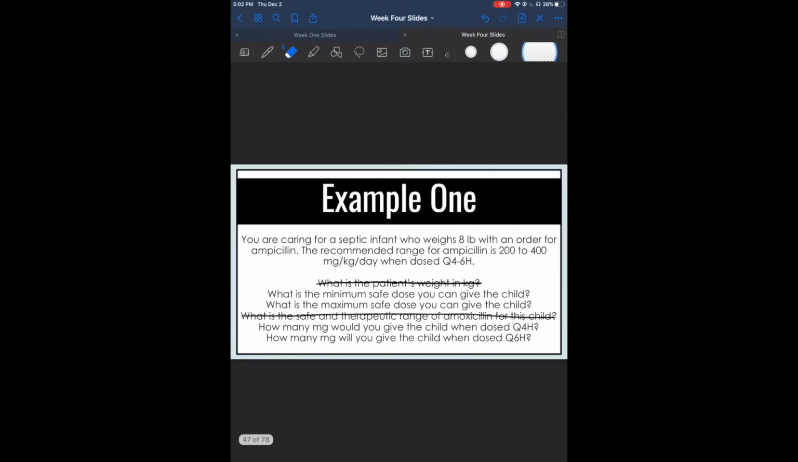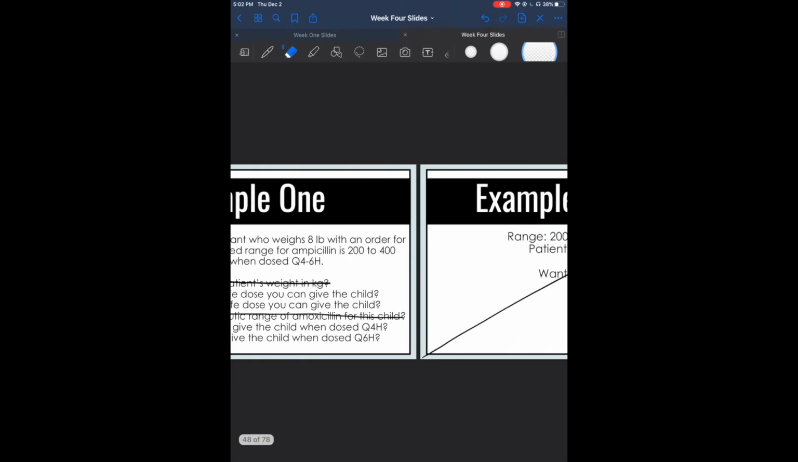So in this first example, we're caring for an infant who is septic and they weigh 8 pounds and they have an order for ampicillin. And the recommended range for the ampicillin is 200 to 400 milligrams per kilogram per day when dosed every 4 to 6 hours. So we're going to figure out the minimum safe dose, the maximum safe dose, how many milligrams if they would dose every 4 hours, and how many milligrams they'd get if they were dosed every 6 hours.